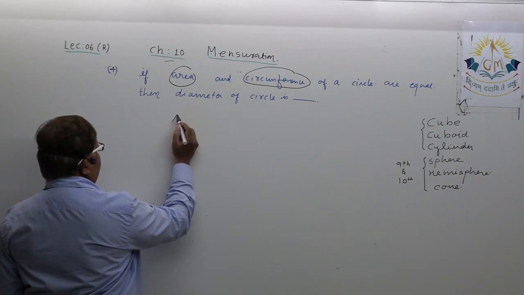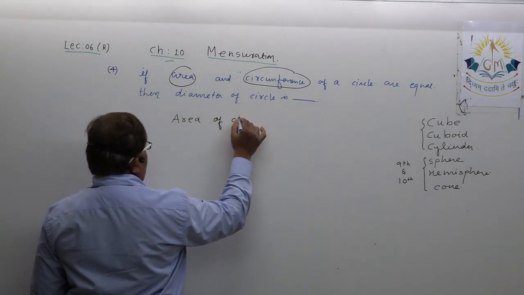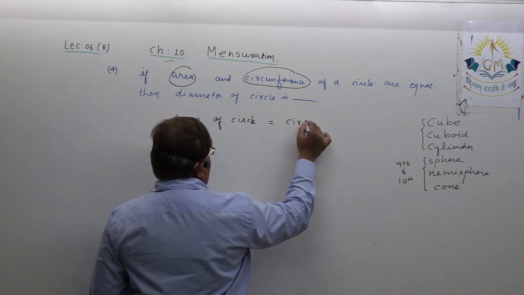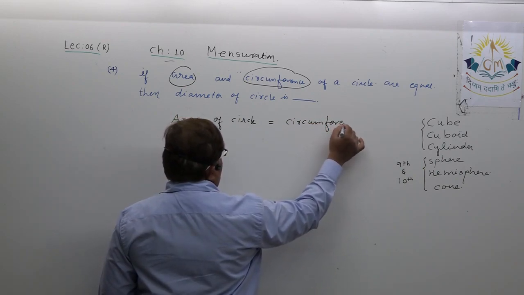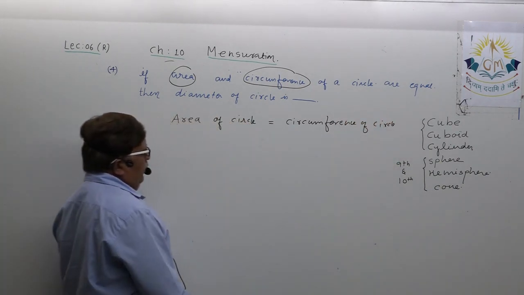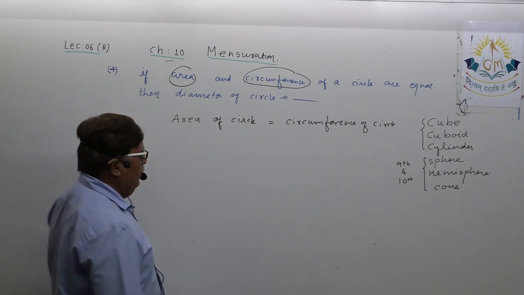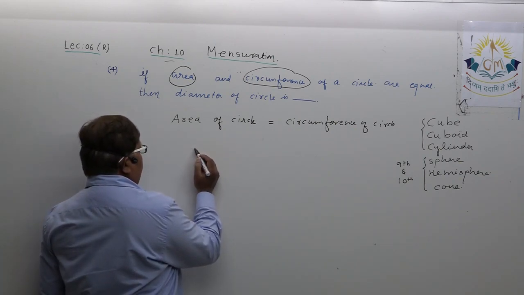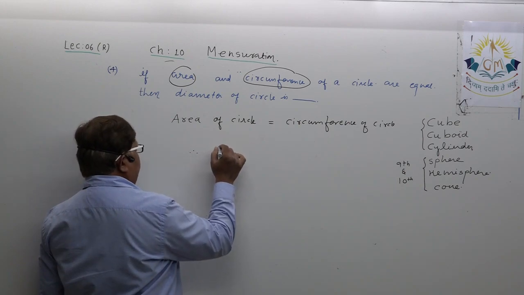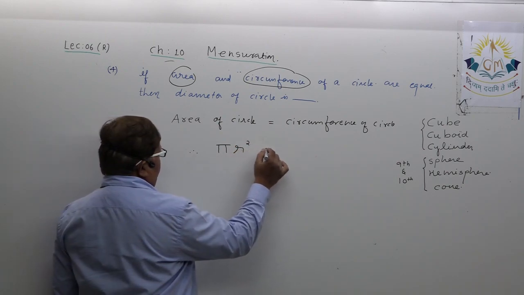First, you will write area of circle. Then, dear student, you will write circumference of circle. Okay, area of circle equal to circumference of the circle. Next step. Here you have to write area of circle. What is its formula, dear student? Pi r square.